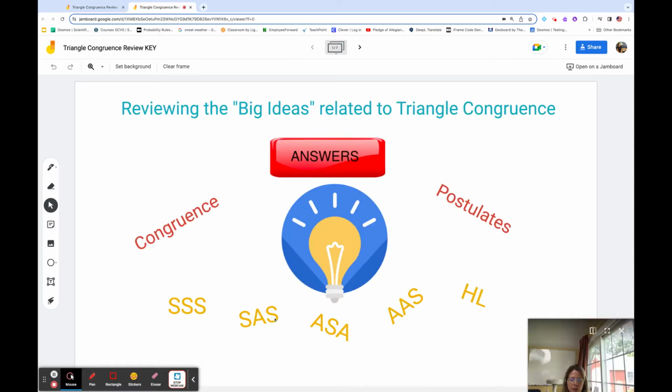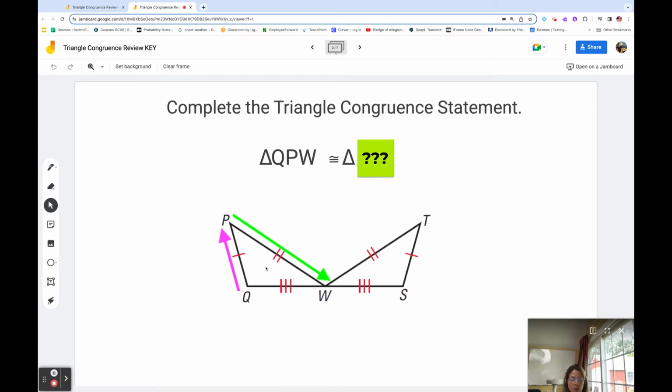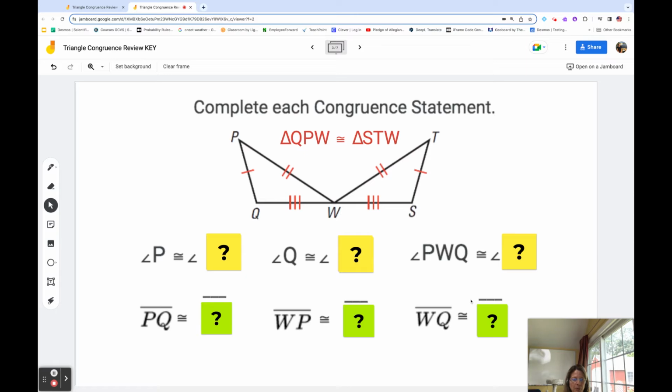So let's see if your answers and our answers match, starting with frame number 2. Did you get that triangle QPW is congruent to triangle STW? And if I asked you what postulate could be used to justify that congruent statement, hopefully you would know side, side, side. Let's go on to frame number 3.